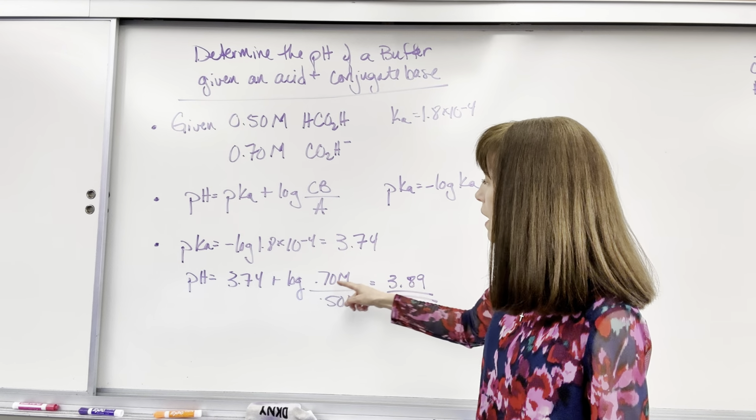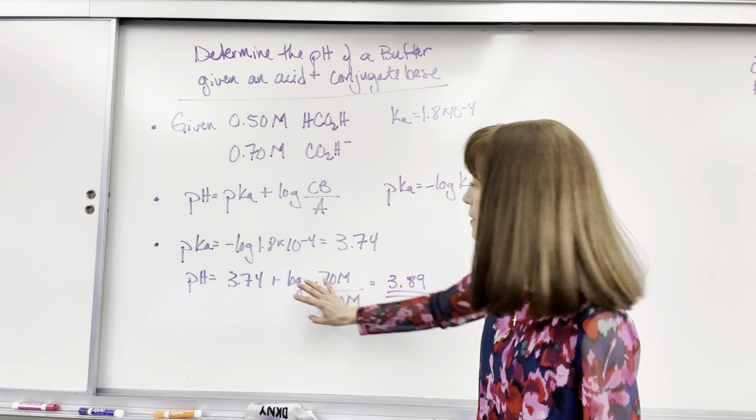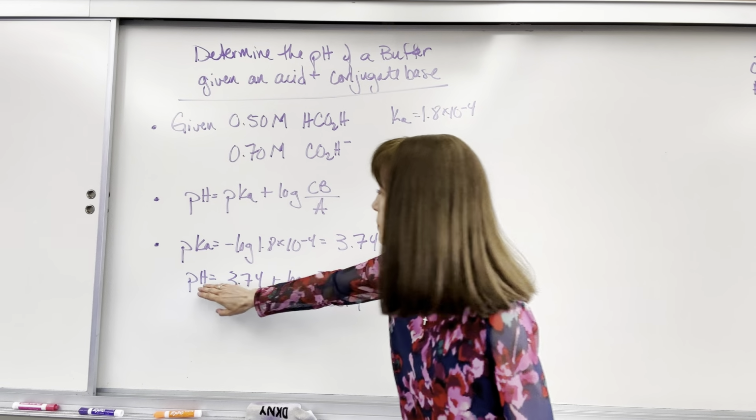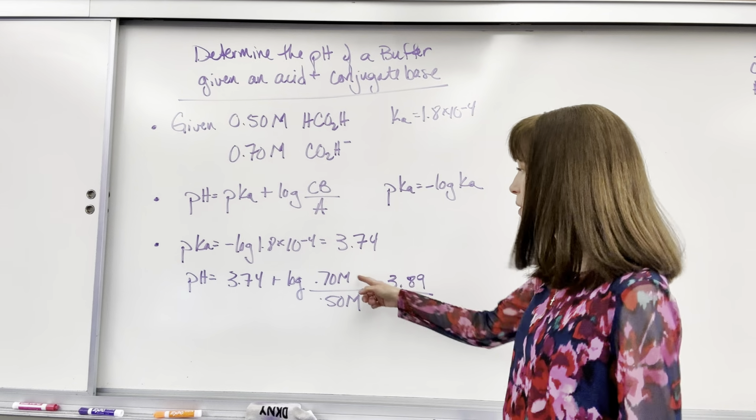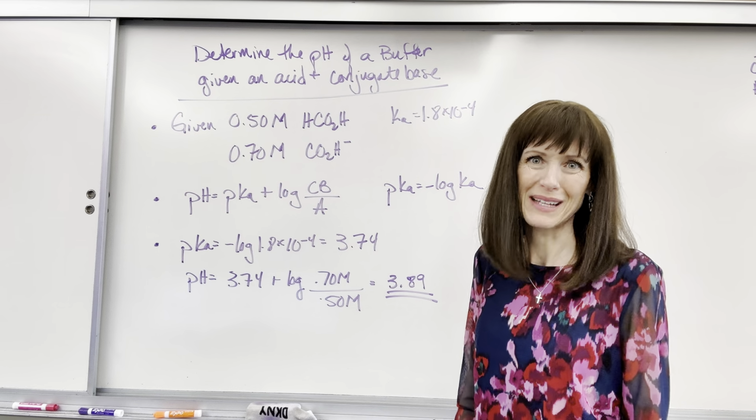That would be log of 1 if they're equal to each other. Log of 1 is 0. pH equals pKa when you have equal amounts. So if I have more base, I would anticipate that the pH will be higher.